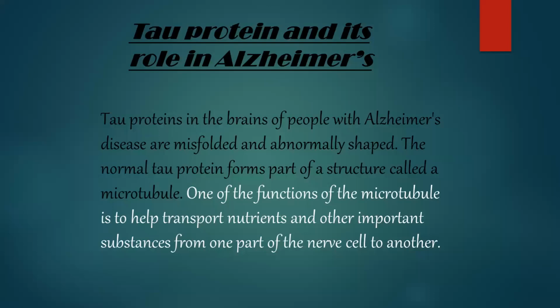Tau protein and its roles in Alzheimer's. Tau protein in the brains of people with Alzheimer's disease is misfolded and abnormally shaped. The normal tau protein forms parts of a structure called a microtubule. One of the functions of microtubules is to help transport nutrients and other important substances from one part of the nerve cells to another.